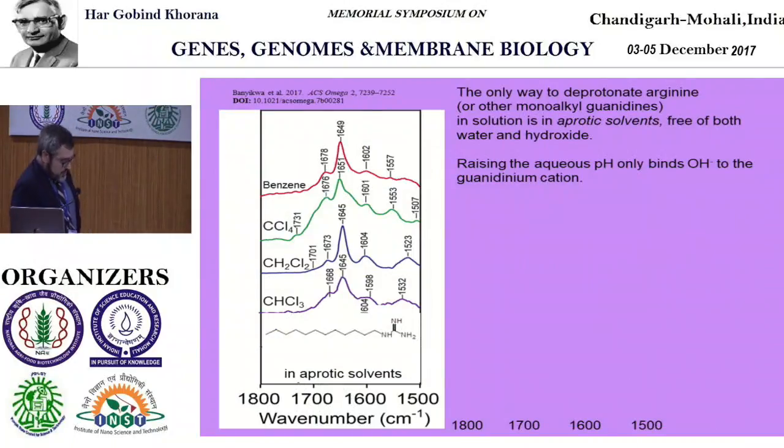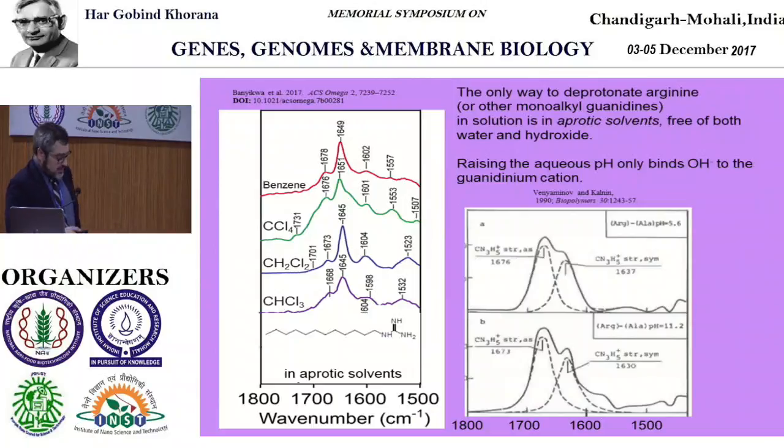So the first thing I'd like to show you is what the infrared spectrum of dodecyl guanidine free base looks like. This is the structure of the dodecyl guanidine in aprotic solvents: benzene, carbon tetrachloride, dichloromethane, and chloroform. The strongest band is a carbon-nitrogen stretch vibration, which is always between the range of about 1645 and 1651 wave number. And this is actually very different from what has ever been observed by taking arginine and trying to titrate it to high pH.